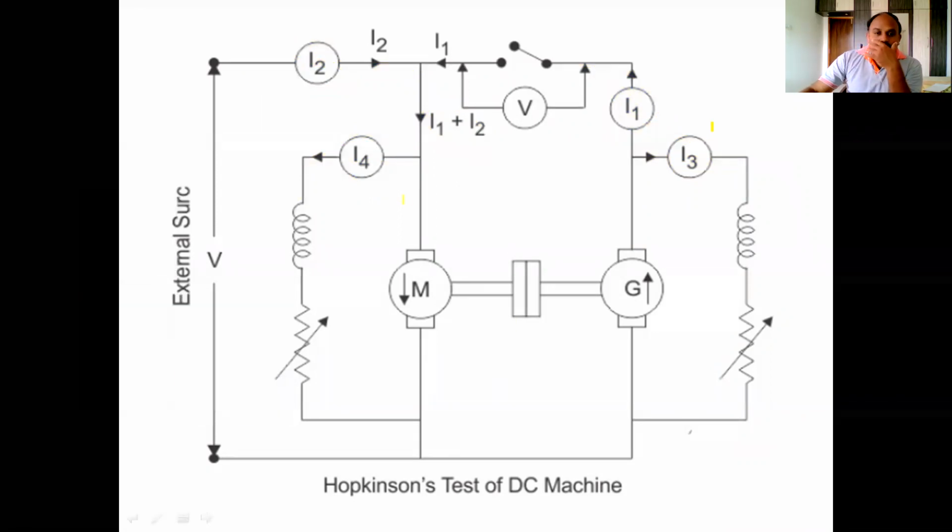First, this motor is started with the help of the external source, plus or minus DC source. We give DC supply to the DC motor.